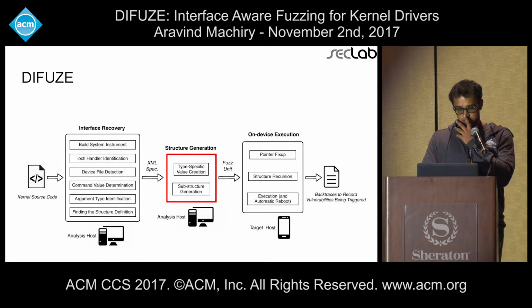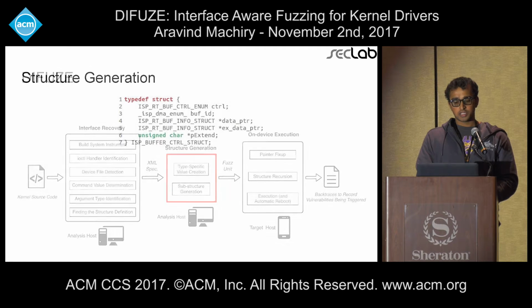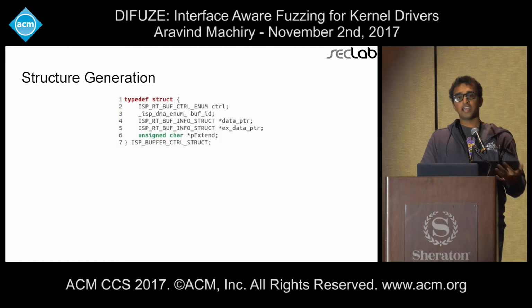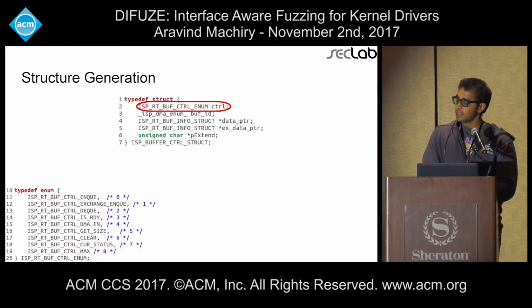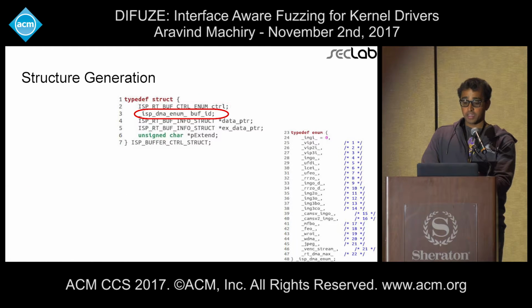Now, structure generation. Given the interface of a driver, and given this structure, we need to generate random data for this structure. So let's look at the fields. The first field is an enum, where there are 9 possible values. Although you could fuzz it with a random value, it is good if the value belongs to this enum because it helps go into the code much deeper. Similarly, buff ID here is of type DMA enum, which again has 22 possible values.